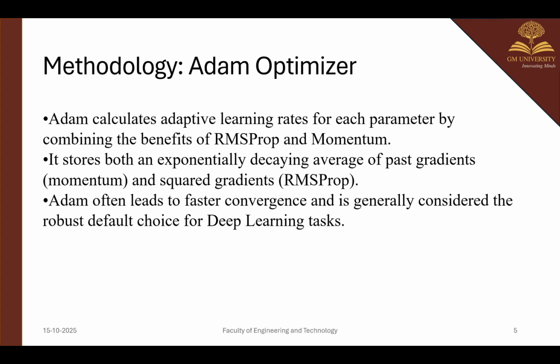Methodology: Adam optimizer. What is the methodology in the Adam optimizer? It calculates adaptive learning rates for each parameter by combining the benefits of RMSprop and momentum. It stores both an exponentially decaying average of past gradients and squared gradients. Adam often leads to faster convergence and is generally considered a robust default choice for deep learning tasks.